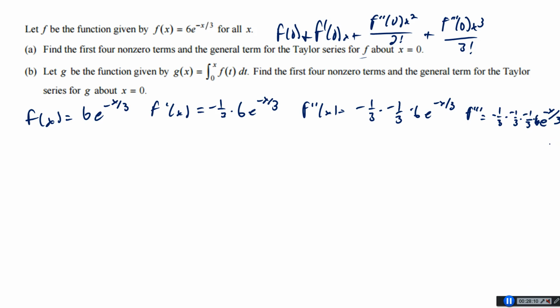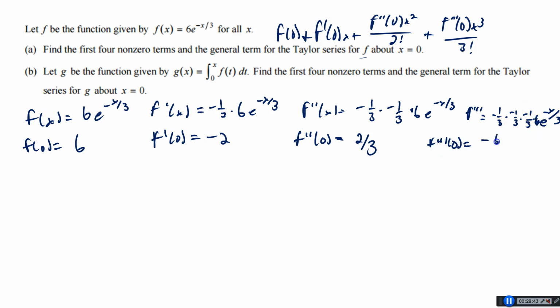So let's start evaluating these at 0. So f of 0 is just going to be 6, right? Because 6 times 1. F prime of 0 is going to be negative 1/3 times 6, because e to the 0 is still 1. So that's going to be negative 2. F double prime of 0 then, this is still 1, so we have 6 times a positive 1/9, which is 2/3, right? Because 6 divided by 3 is 2, divided by 3 again, 2/3. Then f triple prime of 0 looks like we're going to have negative 6 over 27, right? Because we have 27 on the bottom.